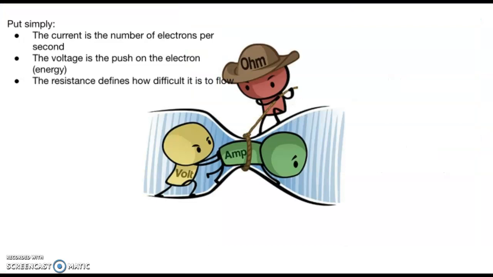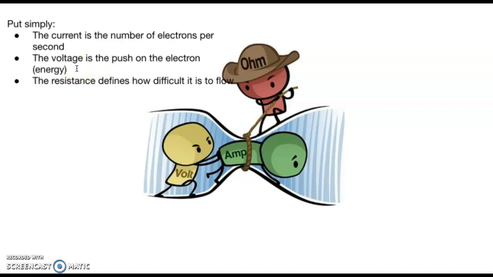Firstly, we're going to review the main quantities that we consider in a circuit. Throughout the entire section, we're going to be talking about current, which is measured in amps, voltage, which is measured in volts, and lastly, a quantity called resistance, which is measured in ohms. Now, you've met the current before, because current is the number of electrons, or charges, per second. It's the rate of flow of charge.